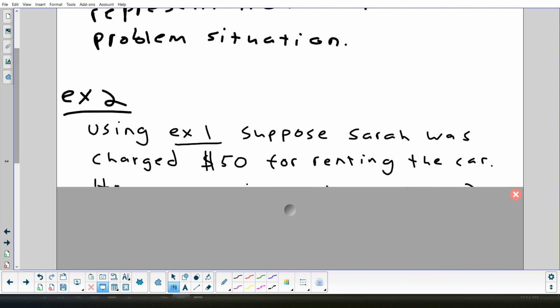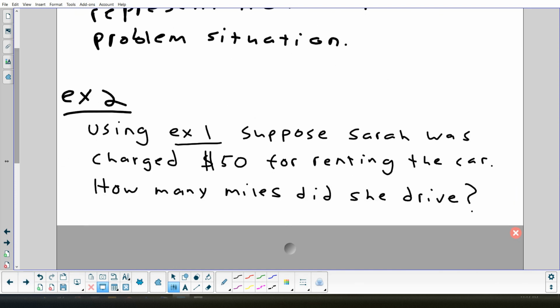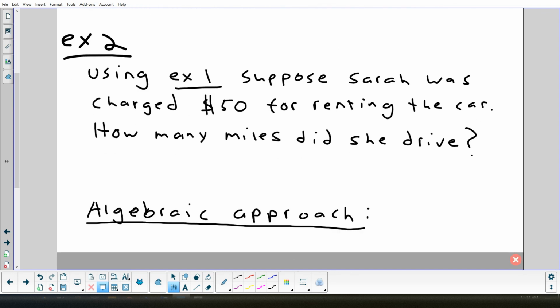So, going back to example 1, let's say that Sarah drove the car, and when she was all done, she paid $50 to rent it. I want to know how many miles she drove. What's a little bit different here than the last two examples? You're plugging in for y rather than x. We're going to take the same equation, but plug in for y rather than x.